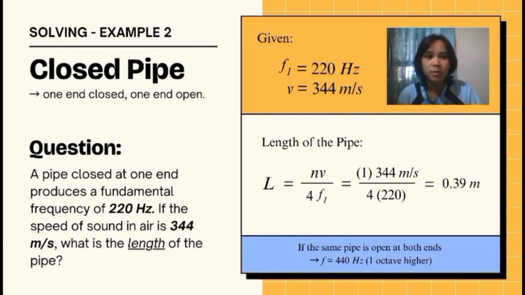So, we multiply 220 times 2, because 2 is equivalent to the first overtone. So, we just need to do 220 times 2, which is 440 hertz. So, that is why the answer here is 440 hertz. So, that will be for my part. And let's proceed to the next part.